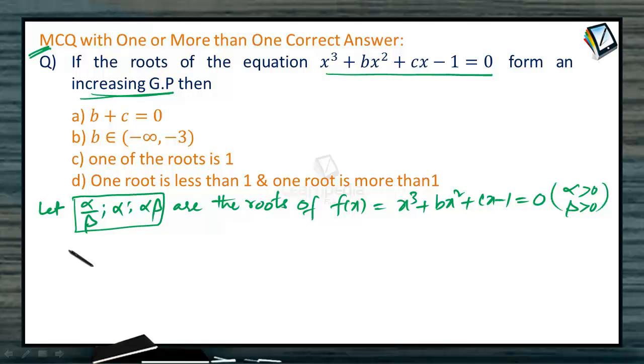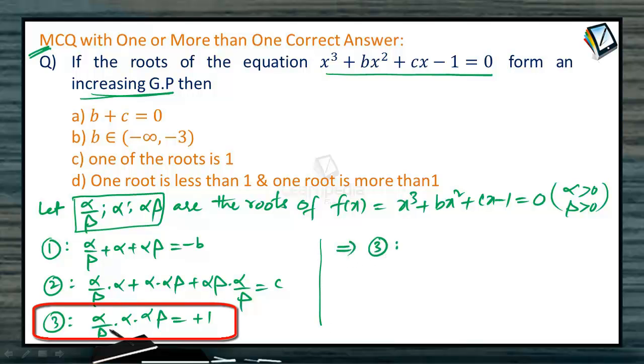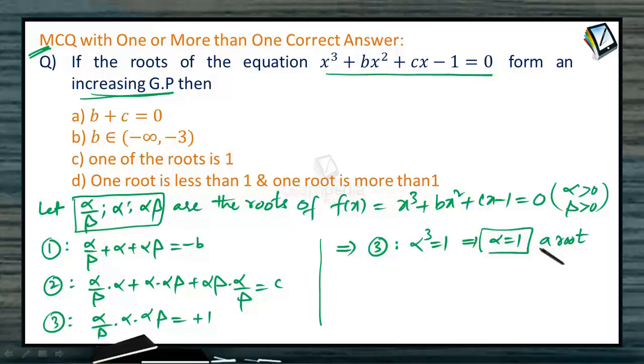Now from the relation between the roots and coefficients, equation number 1 is the sum of the roots equals minus b. Equation 2 is the sum of the products of the roots taken 2 at a time, which is plus c. And equation 3 is the product of the roots. For a cubic equation, the product of the roots will be minus of the constant, that is, plus 1. Now from equation 3, beta gets cancelled and alpha power 3 equals 1, which implies alpha equal to 1 will be a root, because we have taken roots as alpha by beta, alpha and alpha beta.